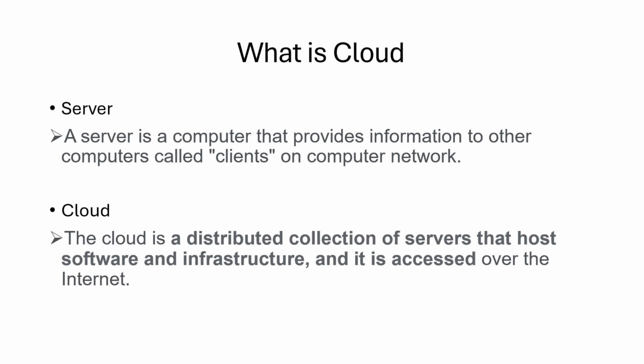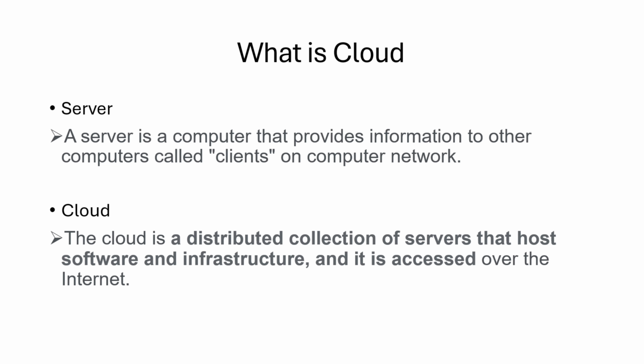So the collection of servers that host software and infrastructure is the cloud. The cloud is a distributed collection of servers that host software and infrastructure, and it is accessed over the internet. Cloud can be placed anywhere. We need to pay and use the cloud. For example, if I need 10 servers for my project, then I need to pay only for those 10 servers. So that collection of 10 servers, we call it a cloud, and it can be placed in any location.